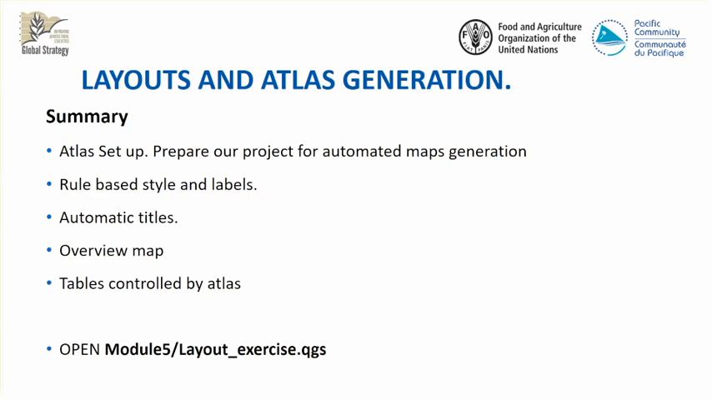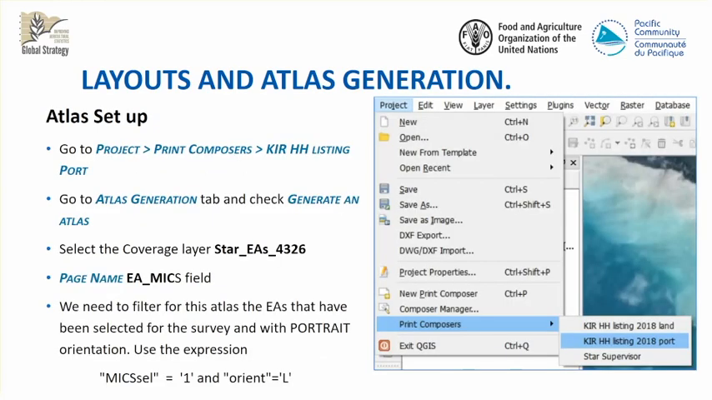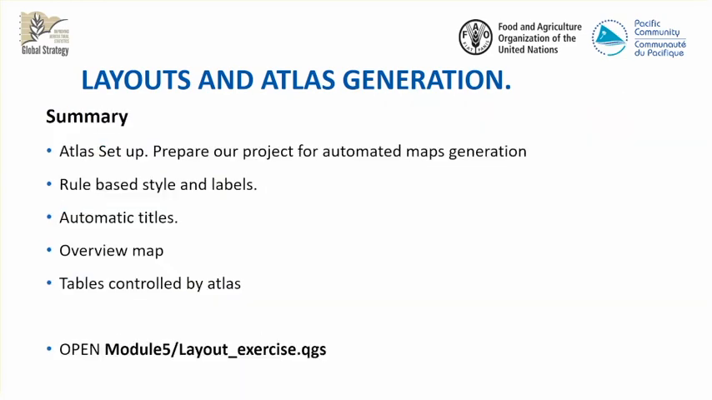to set an overview map. Okay, we have the map of the enumeration area, and we have another map zooming out, showing us where this enumeration area is located in the island or in the village, okay? Helping the enumerator to find that EA.